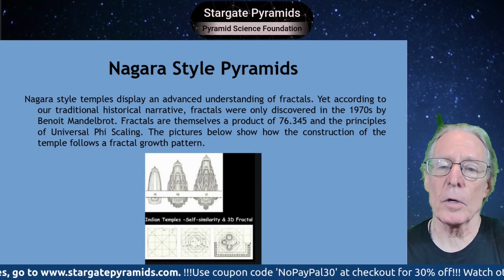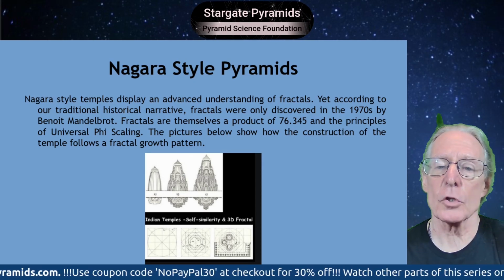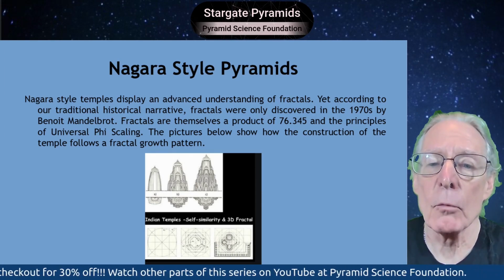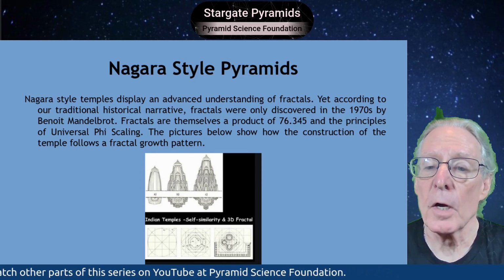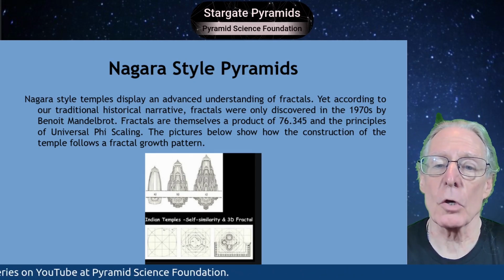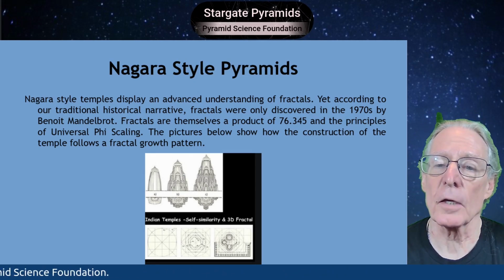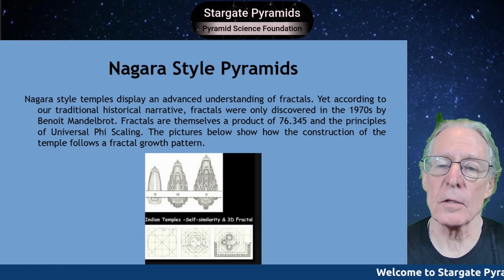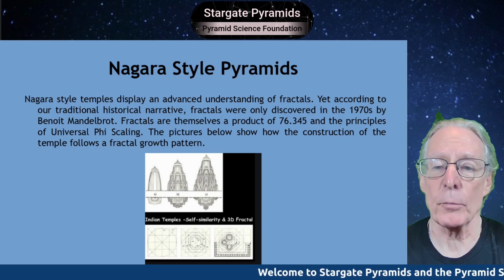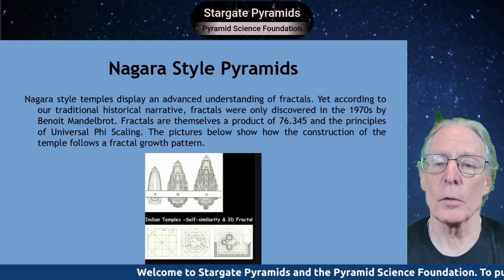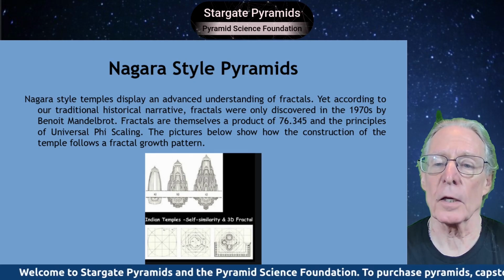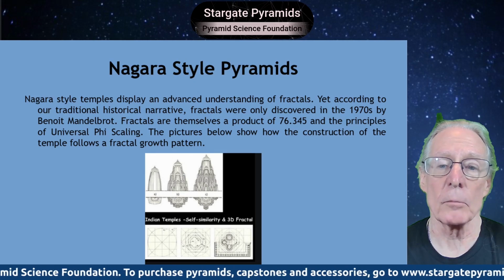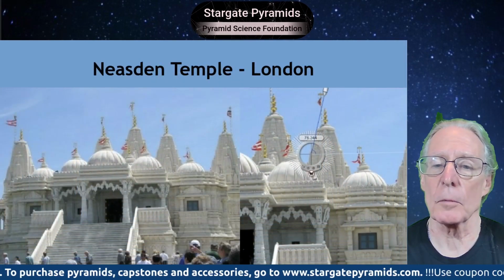So the diagram that I'm showing here shows the fractal nature of the construction involved with the Nagara style pyramids. But suffice it to say, these pyramids show a profound advanced understanding of fractals. That shows that the research that I have done, I've been able to correlate this very geometric angle of universal phi scaling with the scaling found in fractals as well. So now let's go forward and see some of these examples.